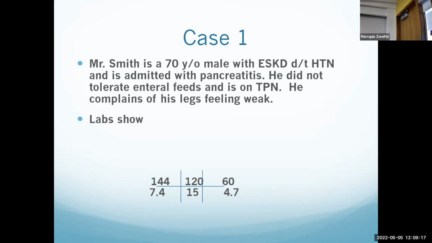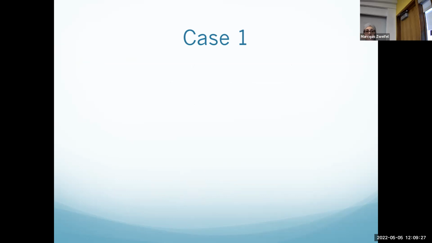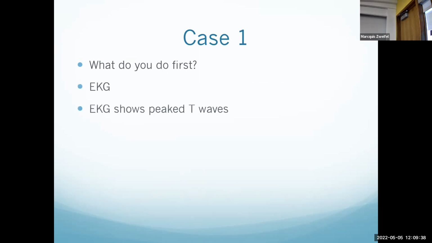Okay, so I have high potassium. His creatinine is 4.7. Does that bother you? No, because he has end-stage kidney disease and he's acidotic. Okay. What would you do first for this patient? Okay, you want to do an EKG. Okay, and the EKG shows peaked T waves. What would you do next?